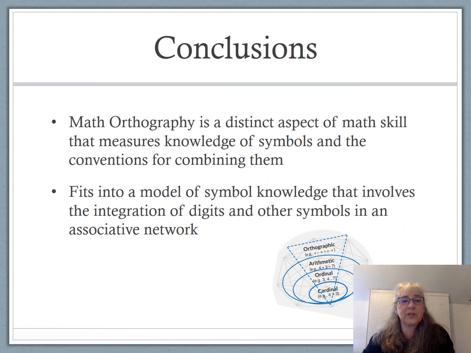So in conclusion, we propose that math orthography is a distinct aspect of math skill that measures knowledge of symbols and the conventions for combining them, and is related to other measures as well. It fits into a model of symbol knowledge that involves the integration of digits and other symbols in an associative network.